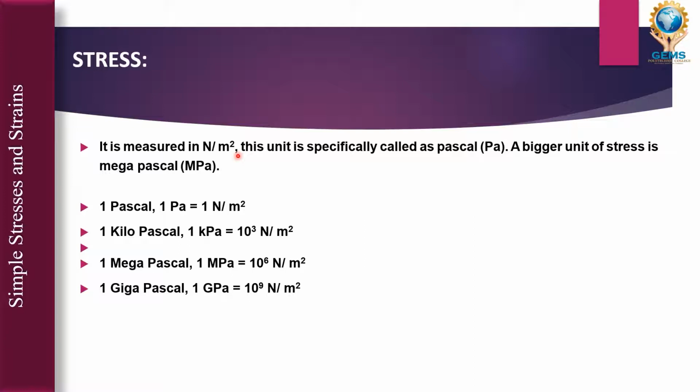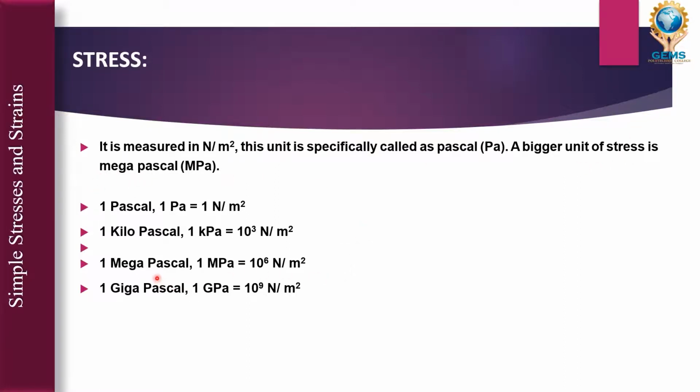Because stress is equal to force by area. The force unit is Newton and the area unit is meter square. That's why its SI unit is Newton per meter square. And Newton per meter square is specifically called Pascal. Newton per meter square is also known as Pascal, and the bigger unit of stress is megapascal.